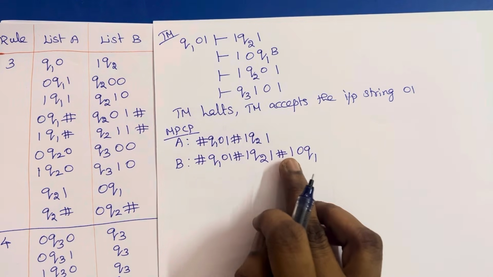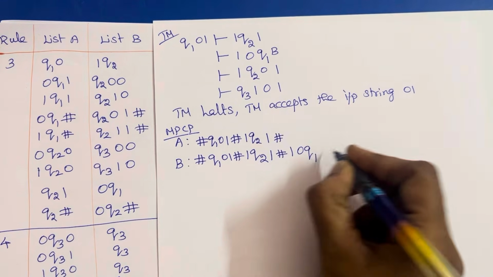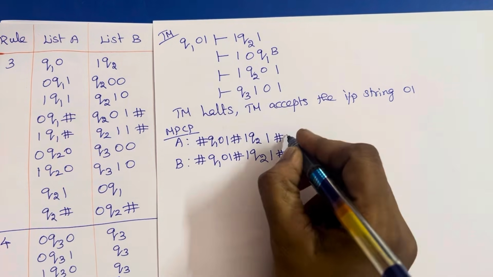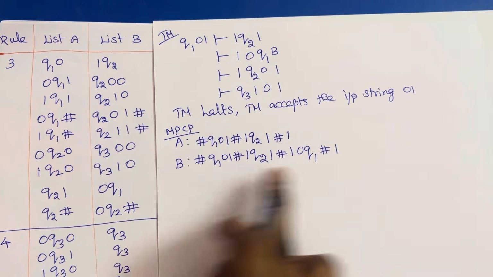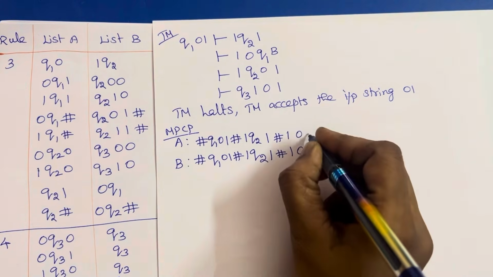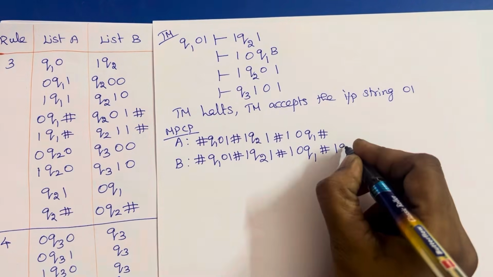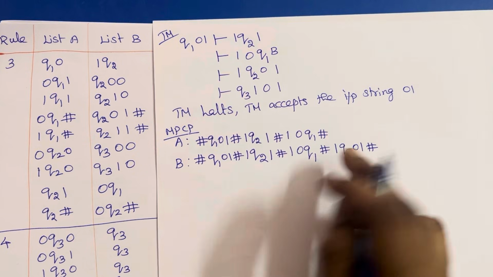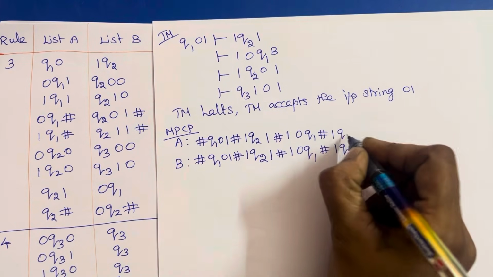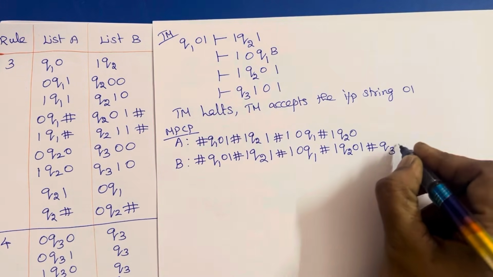So now check hash 10 Q1. No. So as per rule 2, we can attach hash and hash in both lists. Then 10 Q1 we don't have. So we have to write 1 and 1. Then 0 Q1 hash. 0 Q1 hash we have. So we have to write 0 Q1 hash in list A. As well as in list B, we need to write Q2 0 1 hash. Then 1 Q2 0 we have. So 1 Q2 0 and at the same time Q3 1 0 we need to write here.